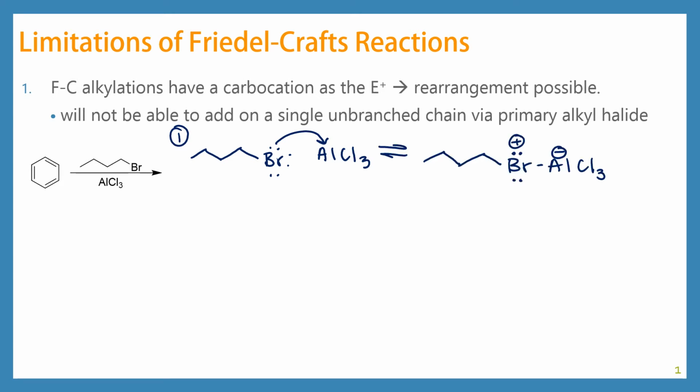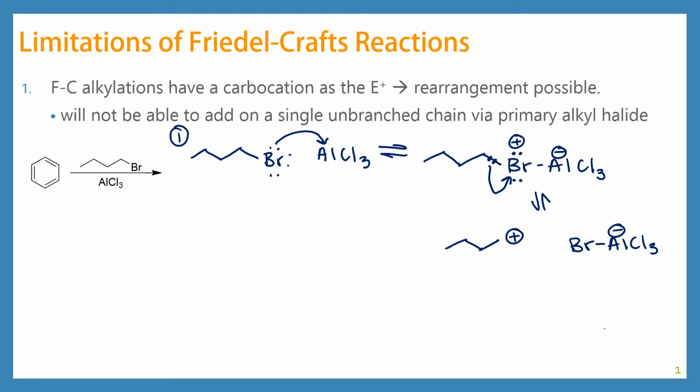In this intermediate, we have a negative charge on a metal, which is never really a very great idea, and we have a positive charge on bromine, and we know that bromine is electronegative, so it's probably not very happy with this arrangement. So this is not a particularly stable complex, so what's going to happen is bromine is going to leave and take those electrons from the covalent bond with it. This will give us our carbocation intermediate.